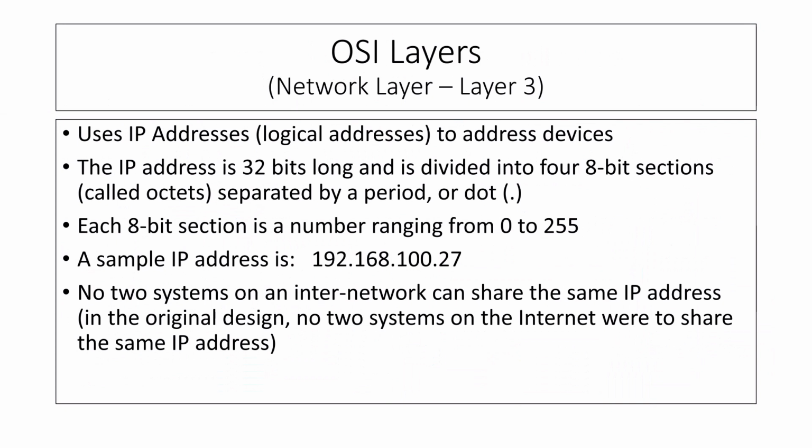In layer 3 we use an IP address, or a logical address, for our devices. The IP address is 32 bits long and divided into 4 8-bit sections called octets, separated by a period or a dot. Each 8-bit section is a number from 0 to 255. A sample IP address is 192.168.100.27. We'll discuss IP addressing at more length in a later video. And on our internal network, no two systems can share the same IP address. In the original design, no two systems on the internet were to share the same IP address.